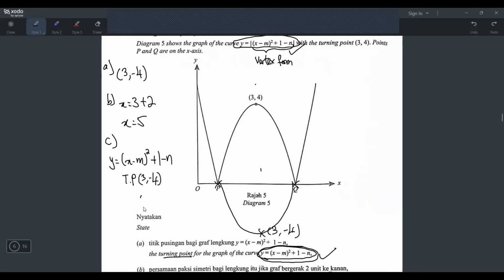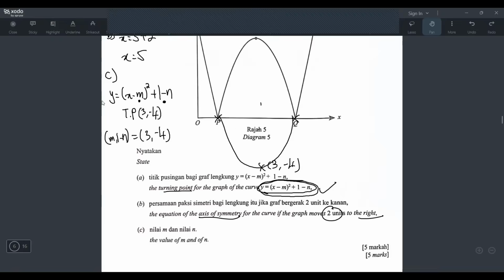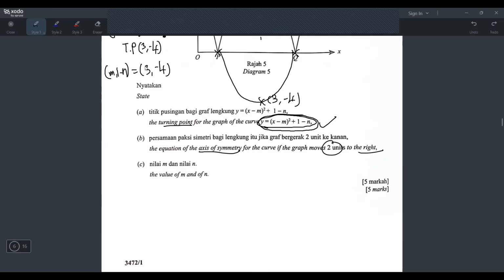But since this is already in vertex form, it means we can take out the turning point, right? And then compare with 3, -4. This will tell you the x coordinate, and this at the back will tell you the y coordinate. So the x coordinate will be m, because -m, when you take out, you have to change the sign. For the x coordinate, you always have to change the sign: plus becomes minus, minus becomes plus. So minus m becomes positive m, and then the 1 minus n, the whole thing at the back, will be the y coordinate. Then you can just compare x with x, y with y, and you get the answer.